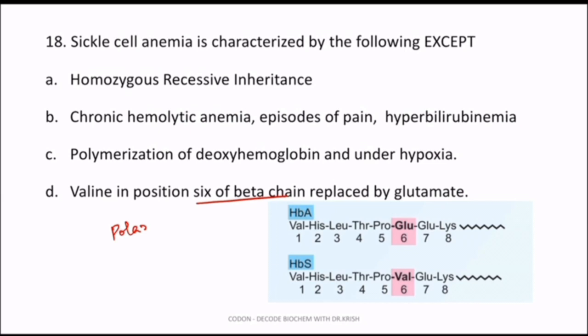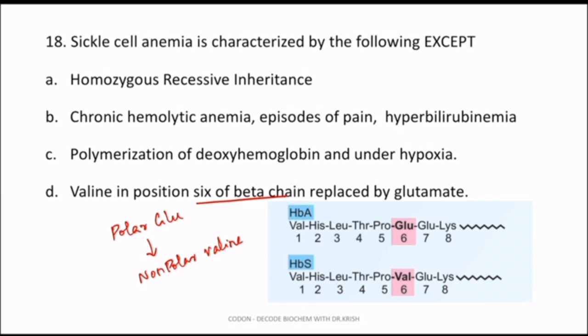Sickle cell anemia is characterized by the following except. Basically, what is sickle cell anemia? Sickle cell anemia is an example of point mutation where at the 6th position a polar glutamate residue is replaced by a non-polar valine residue. And what is option D given here? Option D says valine in 6th position of beta chain is replaced by glutamate. It is not this, it is the other way. In the 6th position of beta chain, glutamate is replaced by valine.